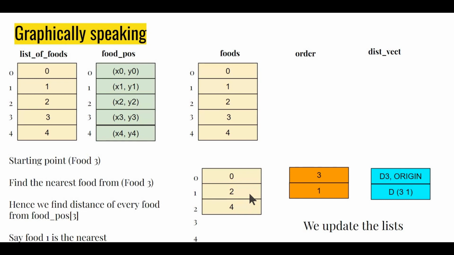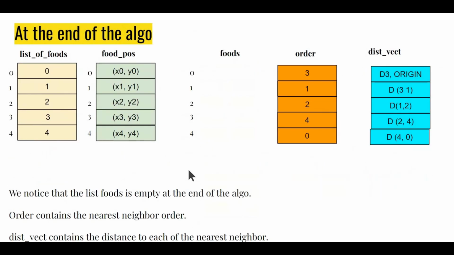And remember, the end goal of this is to come back to 0, 0. So that's kind of guaranteed here because I'll just go through, find the nearest food all the time. At the end of this algo, I will end up in a situation where my list of foods and food pause will remain as they were. My foods list will be empty. My order will contain the optimal order, or say the nearest neighbor order that I must go. So for example, in this case, perhaps 3, 1, 2, 4. I just randomly put these numbers just to illustrate.